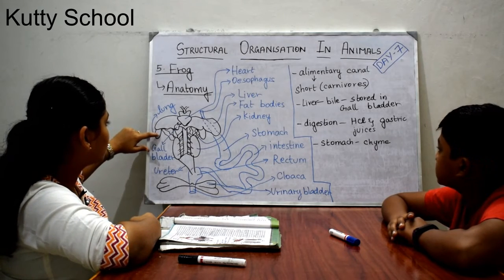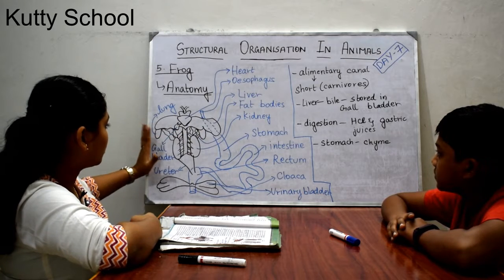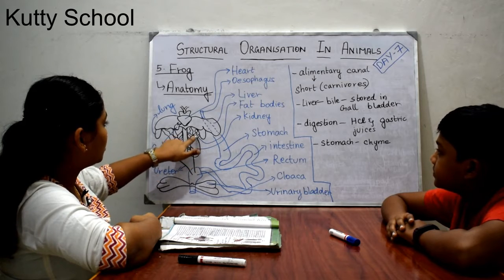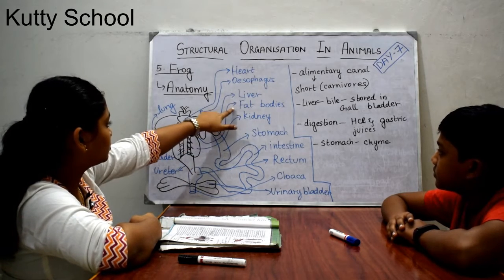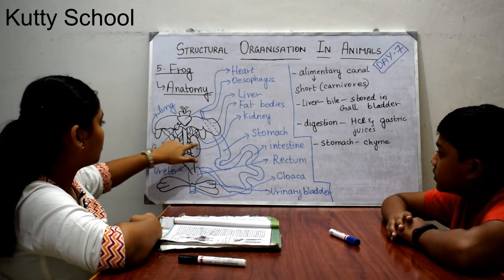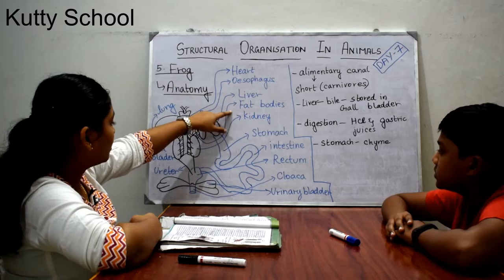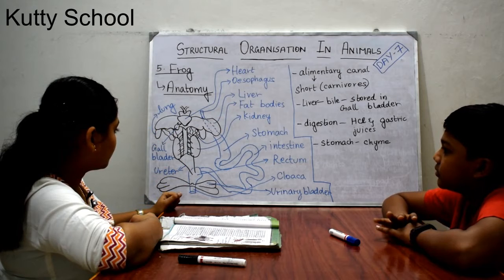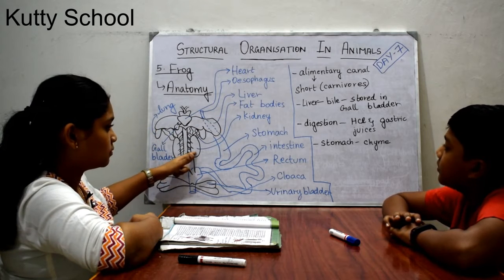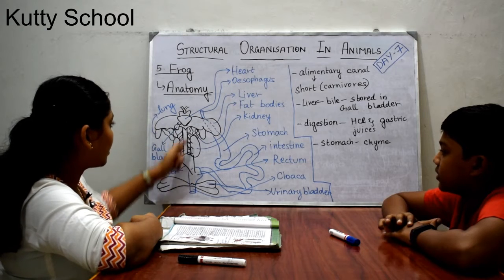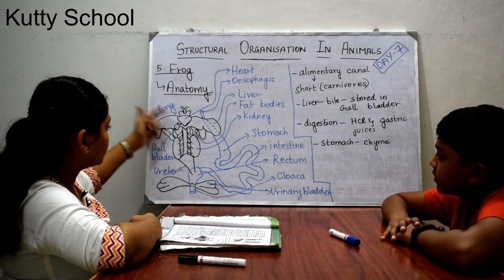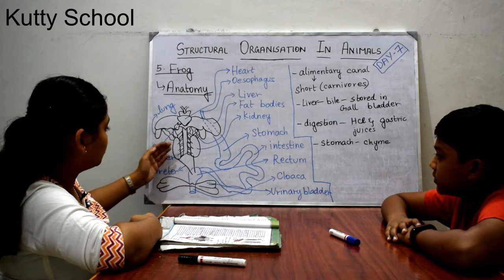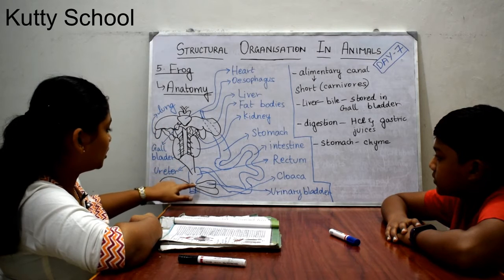This one is the lungs. This is the structure of the frog: lungs, and this is the kidney. Above the kidney there are fat bodies. You just remember this structure. Here is the urinary bladder, and the ureter is here. This one is the liver, esophagus and so on. Here is the lung, gallbladder, and the ureter reaches the urinary bladder.